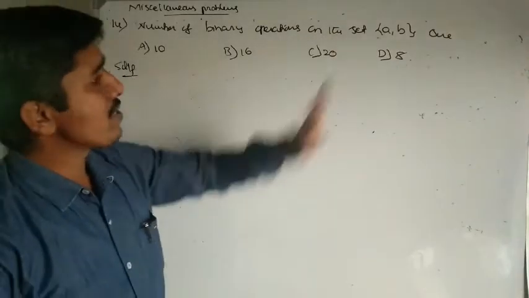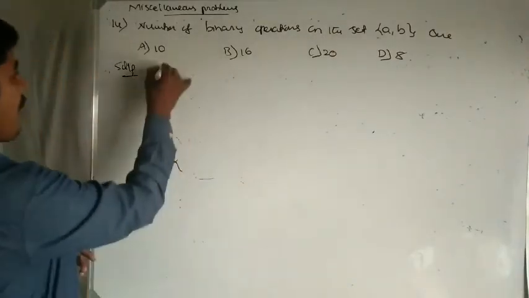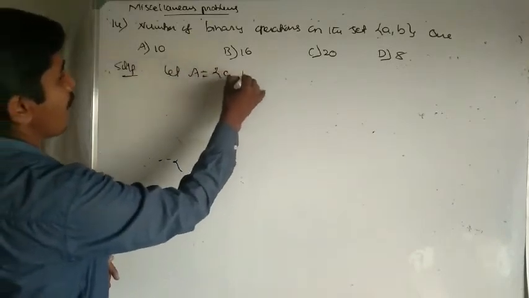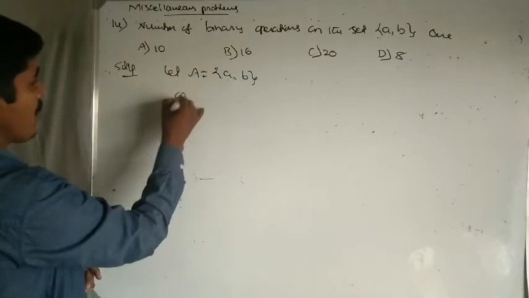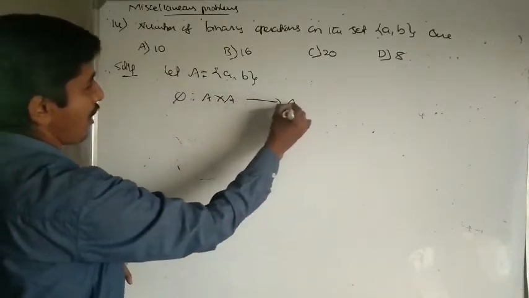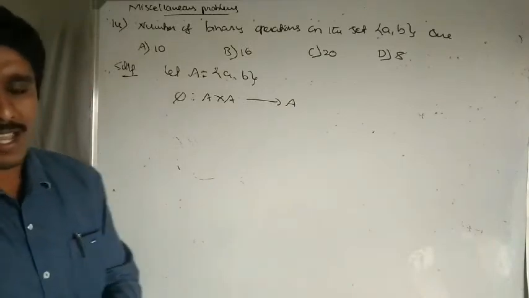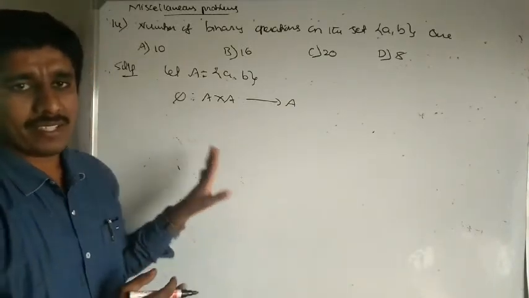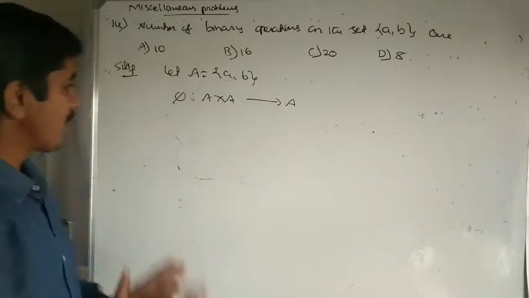Number of binary operations on the set. Let X equal to the set {A, B}. Binary operation means here A cross A to A, the Cartesian product to A. It is also a function. The number of binary operations is nothing but the number of functions here. Correct, because a binary operation is a function.